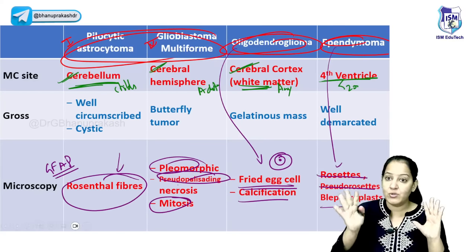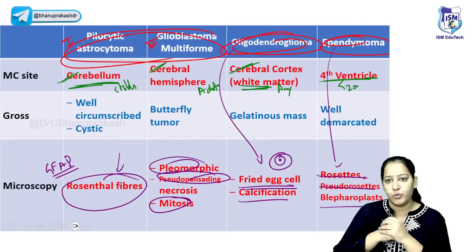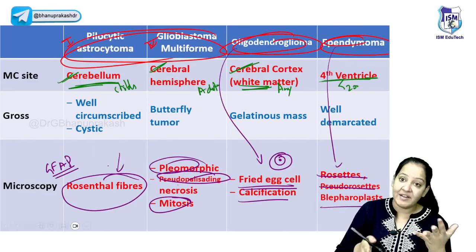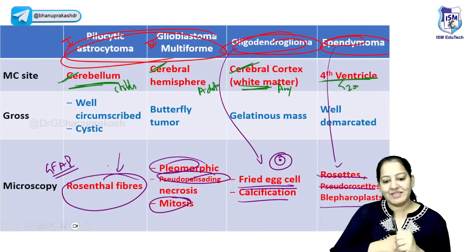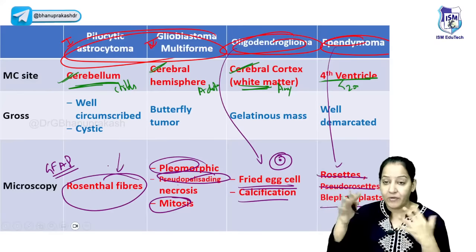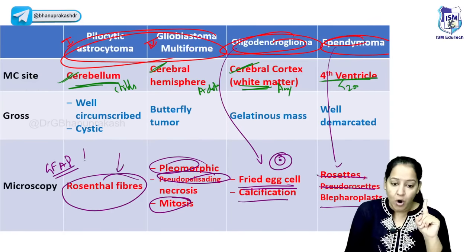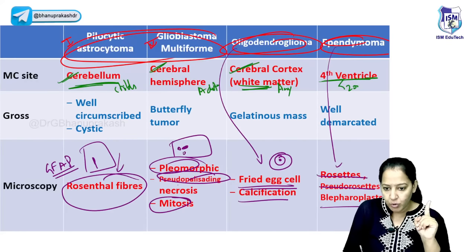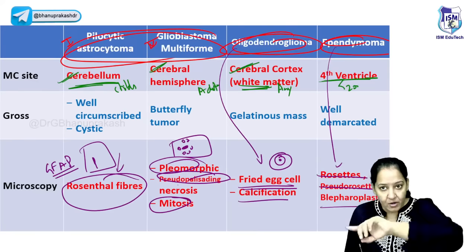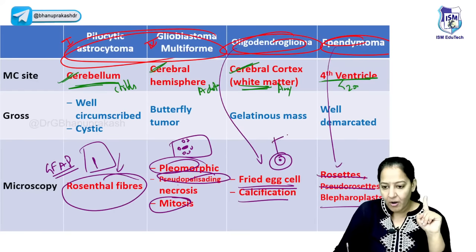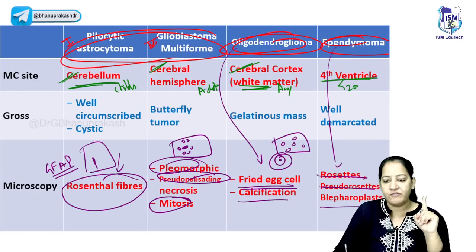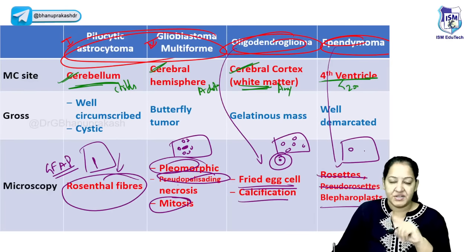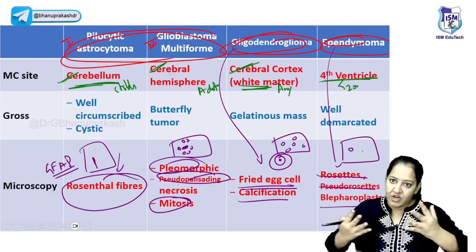You can imagine, close your eyes and imagine the four diagrams I just showed you. So instead of writing and learning these words, show them in the diagram, you will never forget. That is the point. Please imagine the diagram, or rather draw the four diagrams here. Draw a diagram and show Rosenthal fiber, pink color here. Draw a diagram and show the pseudopalisading here. Draw central necrosis, the tumor cells are surrounding that. Draw a diagram and show all the cells which are uniform with fried egg appearance. Draw a diagram, draw one rosette, one pseudo-rosette. I told you how to draw with the blepharoplast coming at the center.